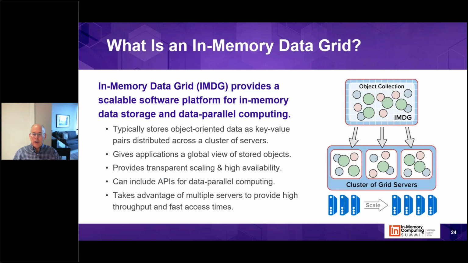So what is an in-memory data grid? I think we all in this conference have learned about in-memory data grids, but just quickly, it's typically implemented as an in-memory key value store for object-oriented data to give applications a global view of objects without concern about the number of servers and how the objects are distributed across servers. It typically has integrated high availability, and it often can include APIs for data parallel computing, which we can use for aggregate analytics here. And because of its ability to scale, it can deliver scalable high throughput while keeping the access times to the data and the response times to the data sources very low.